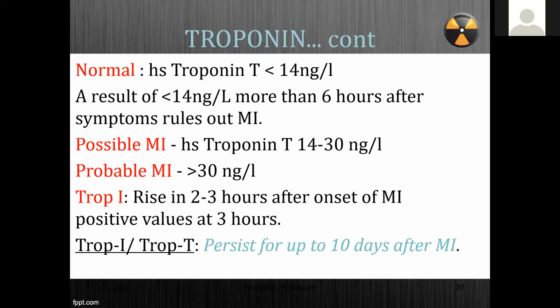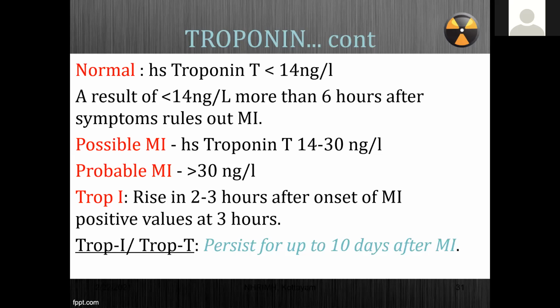Anyhow, for every biomarker, we need to consider a few things. The first most important thing is normal values, possible MI, probable MI. The normal value of high sensitive troponin T is less than 14 ng per liter. A result of less than 14 ng after 6 hours of symptoms rules out MI. So the patient is having slight chest pain, the ECG is confusing, better go for troponin. I'm not suggesting to go for troponin on every patient with chest pain. I'm saying, when you have to suspect possible MI, it is 14 to 30 ng per liter, and probable MI is greater than 30. This is something we have to remember.